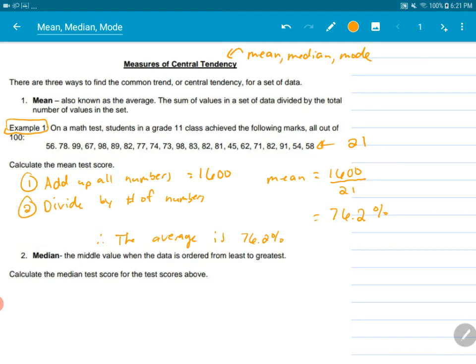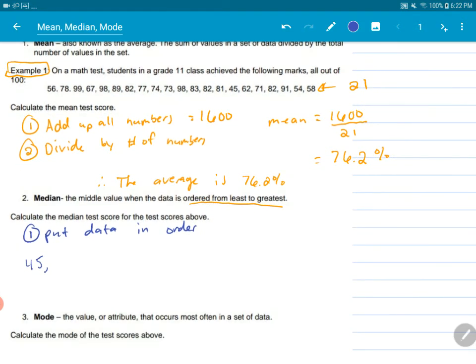The median is the middle value when the data is ordered from least to greatest. So step number one is to put your data in order, from smallest to greatest. Again, you can pause it, put it in order, and then come back. I am going to put it in order quickly. Our smallest piece of data is 45, and we're just going to keep going up.